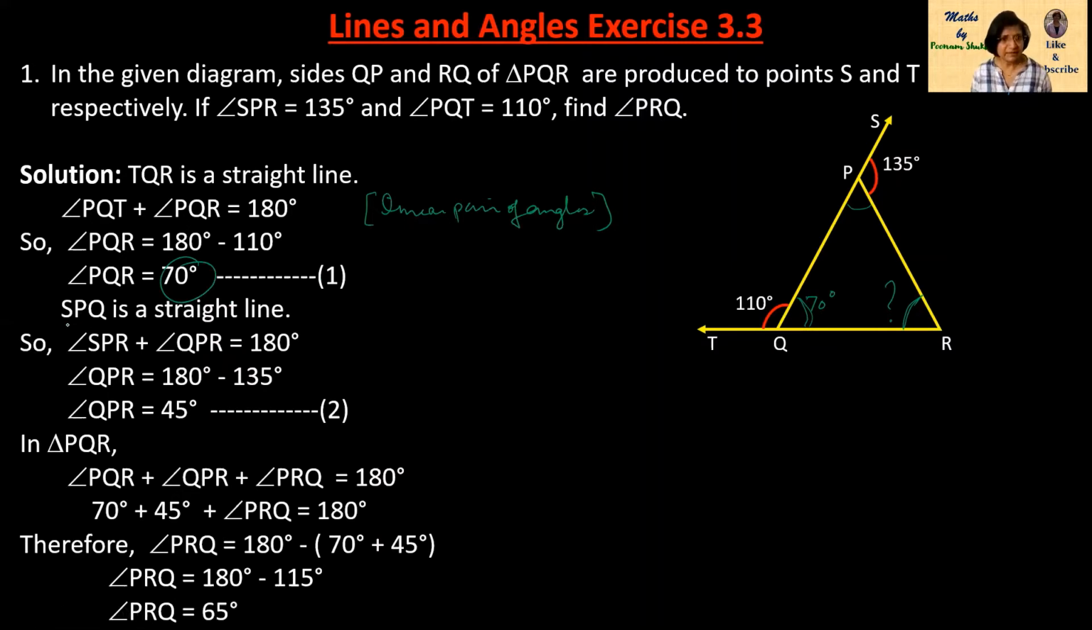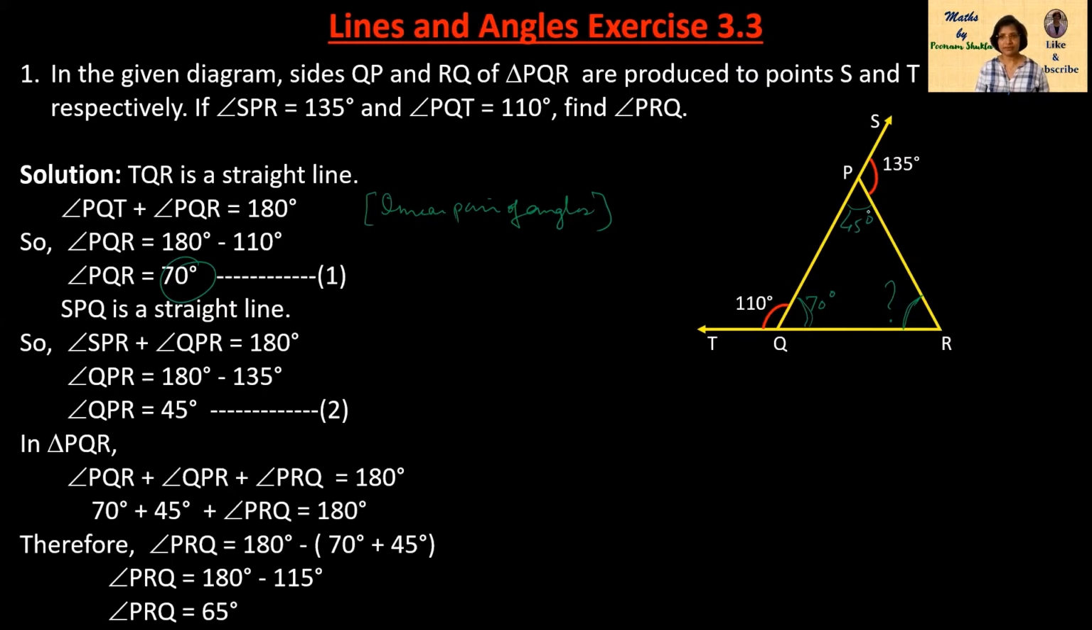Now we are taking line SPQ. SPQ is a straight line, so these two angles will be a linear pair of angles. So angle SPR plus angle QPR equals 180 degrees. Angle SPR is given as 135, so angle QPR will become 180 degrees minus 135 degrees. So what will we get? We get 45 degrees. So angle QPR is 45 degrees, right?